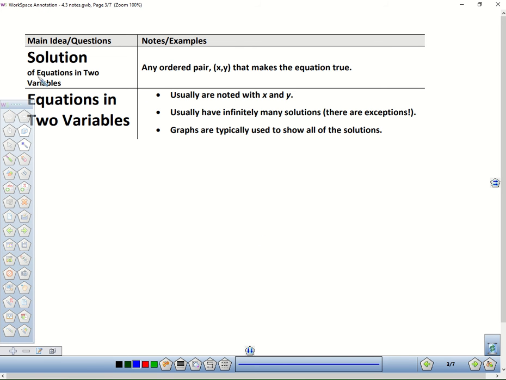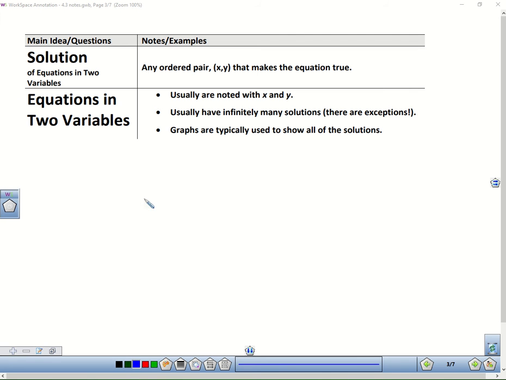So, the main idea is that a solution of equations in two variables is any ordered pair x, y that makes the equation true. A linear equation would have infinitely many solutions going on forever in both directions. Equations in two variables are usually noted with x and y and usually have infinitely many solutions, but there are exceptions, okay? The range and the domain may be flipped, or they may be restricted. Graphs are typically used to show all of the solutions.